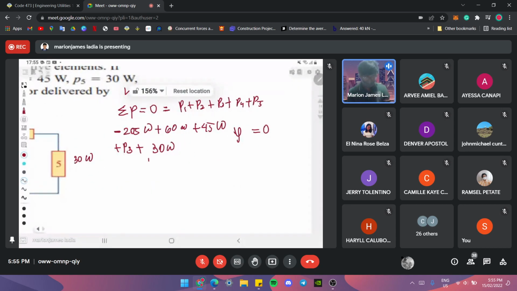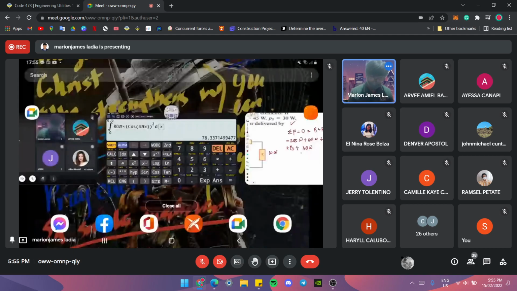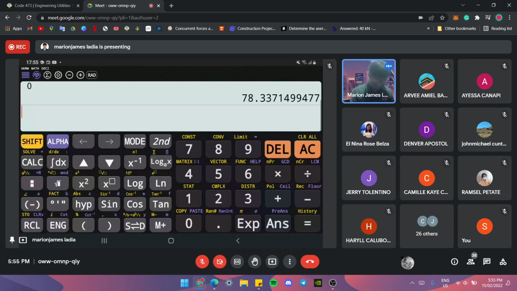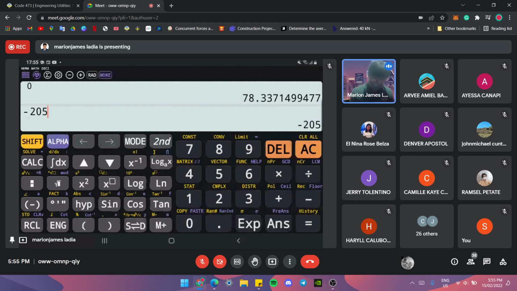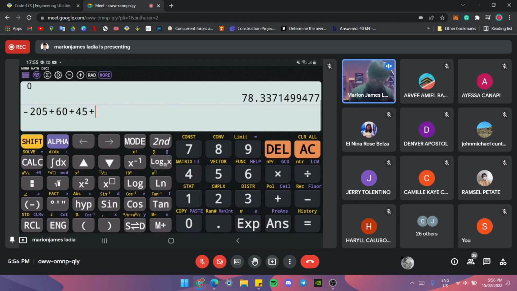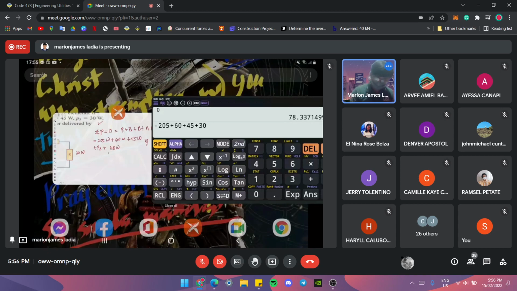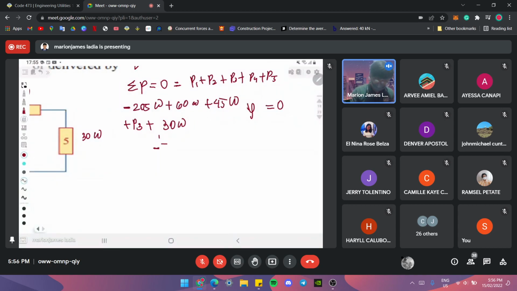So, pag kinompute natin, we have negative 205 plus 60 plus 45 plus 30. Okay, so para sa mga solve, no? We have negative 205 plus 60 plus 45 plus 30. Right? So, we have negative 70. So, therefore, from this, we have negative 70 plus P3 is equal to 0. Right? So, therefore, P3 is equal to 70.